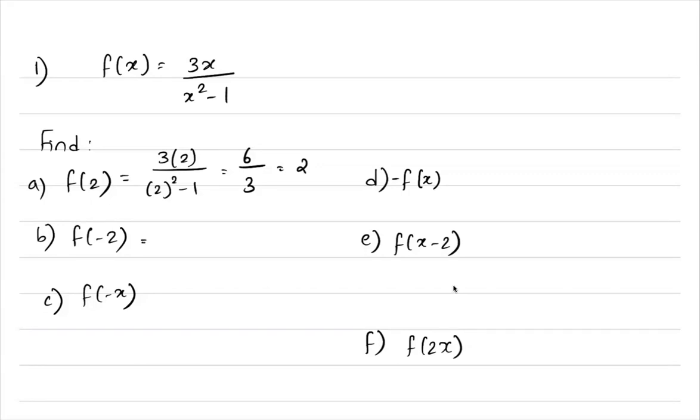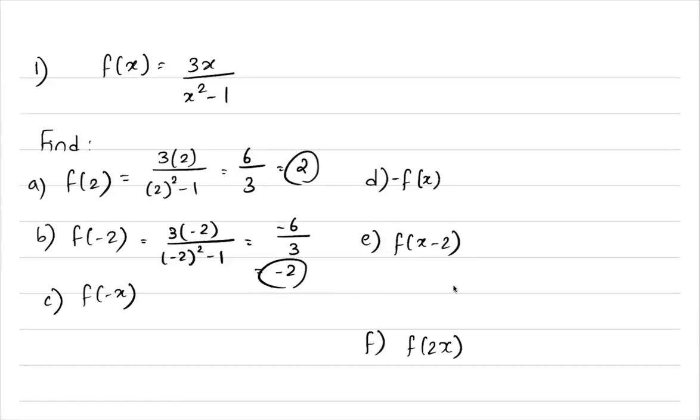So in the next one, we are going to replace x with -2. Again, use of parentheses is really important when you're substituting negative numbers. So you have -6 over -2 squared, which is still +4. 4 minus 1 is 3. Therefore, this becomes -2.